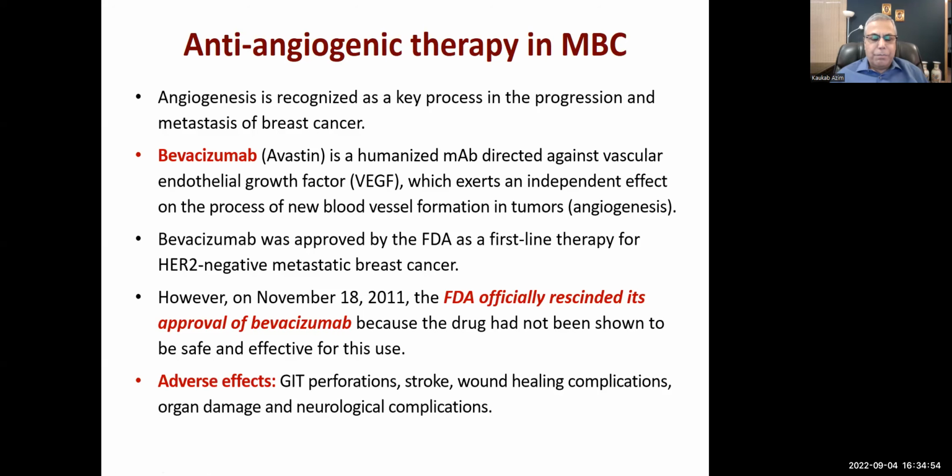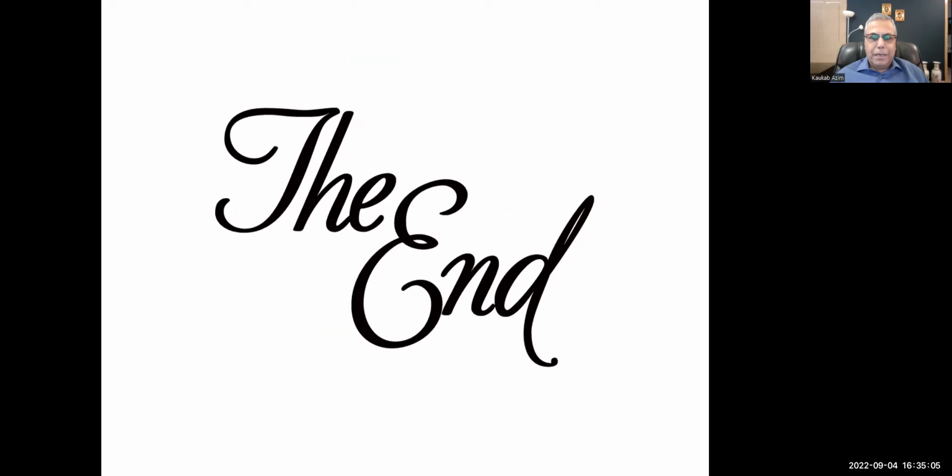Adverse effects are GI perforations, stroke, wound healing complications. You know, for wound healing, you need growth of blood vessels. Also organ damage and neurological complications, okay? And that is all about this lecture.